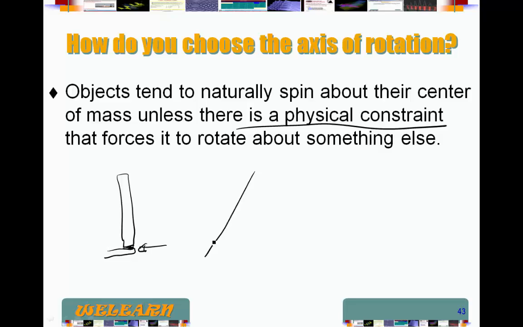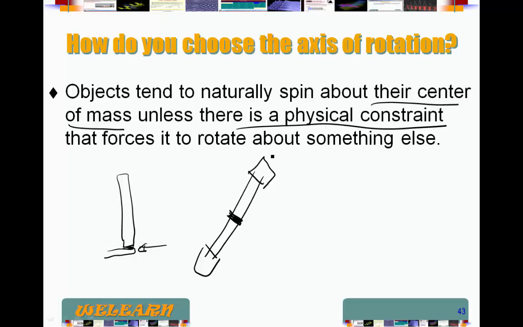When his kids were trying to spin the sticks with the juice boxes, they were trying to spin them about their center. That's another physical constraint. Naturally, if you toss an object, if you kick an object, it's going to tend to spin about its center of mass. We'll talk about center of mass shortly, but it's going to try to spin about its center of mass, unless there is a physical constraint.